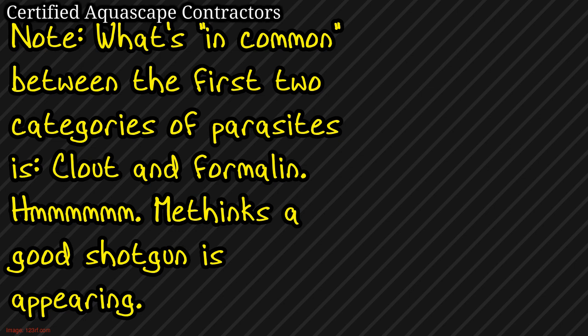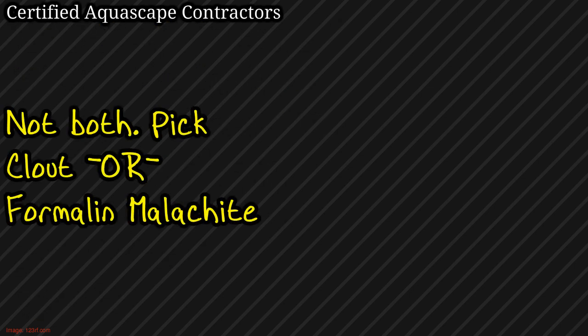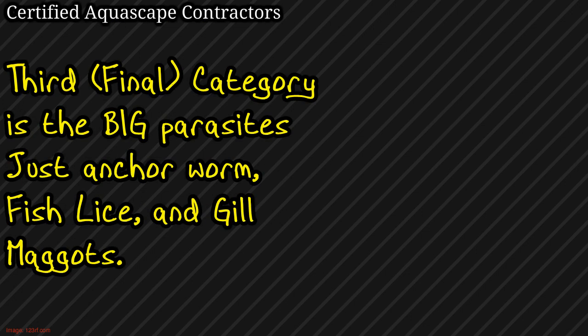Okay? So that shotgun, either one, you can do the clout shotgun or you can do the formalin malachite shotgun. Either of those shotguns are going to get all the ciliates and all the trematodes. So, I mean, that's a good thing. There's a third category of parasite, though, and this one's pretty easy to diagnose because this particular category of parasite you can see with the naked eye, and that category is anchorworm and fish lice.